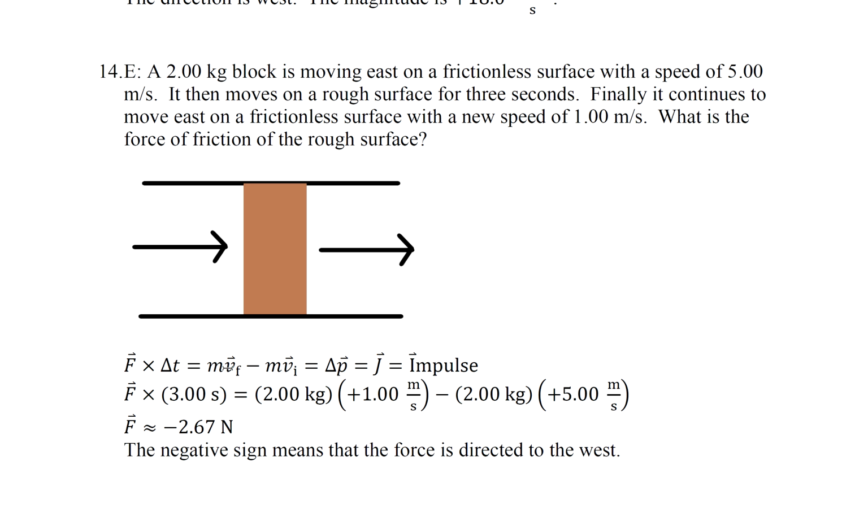V final is 1 meter per second. V initial is 5 meters per second. And the time is 3 seconds. It was on that brown surface for 3 seconds. So solve for F. F equals -2.67. The negative sign means that the force is to the west, since I said positive x is east or to the right.